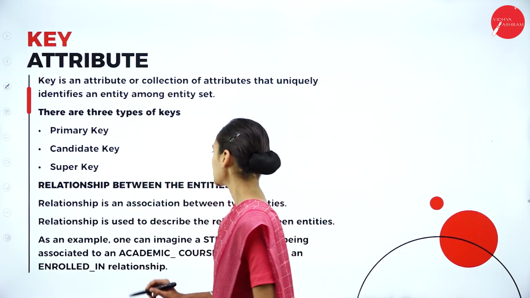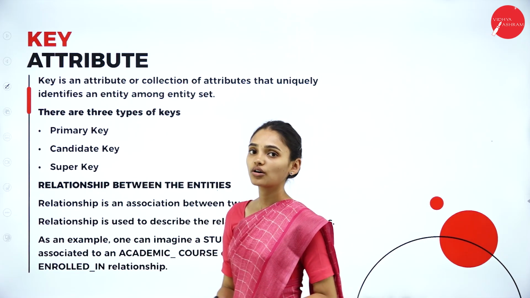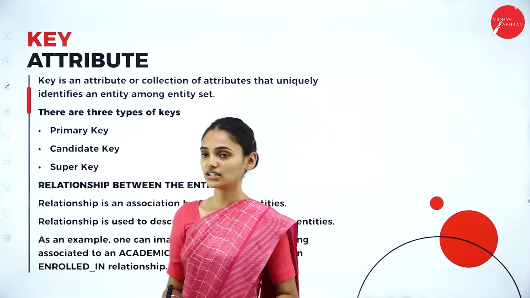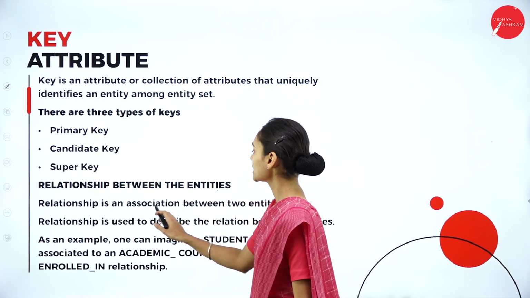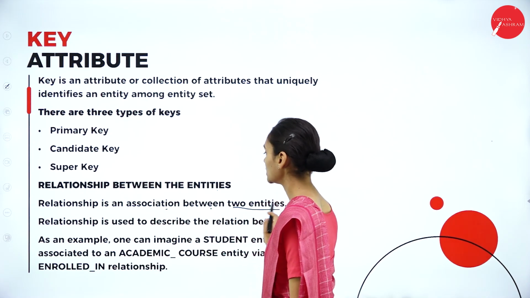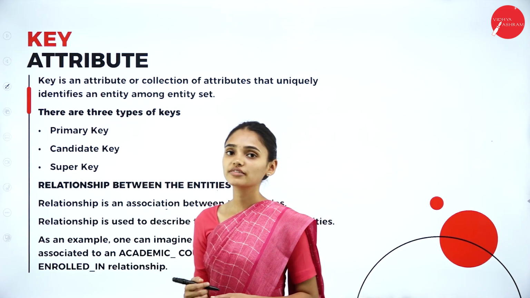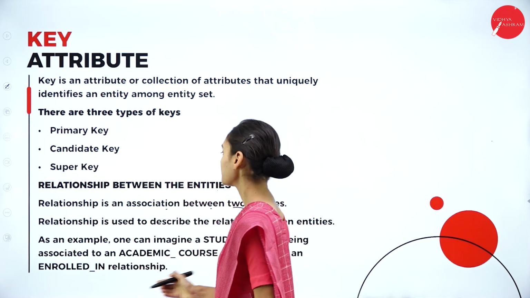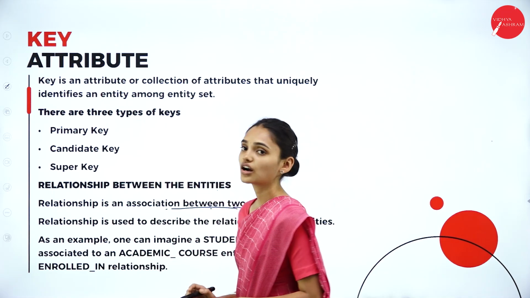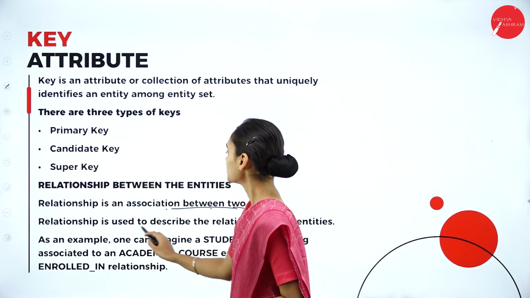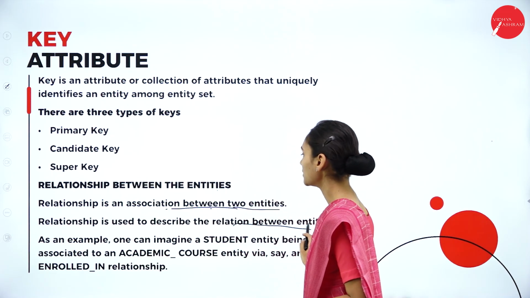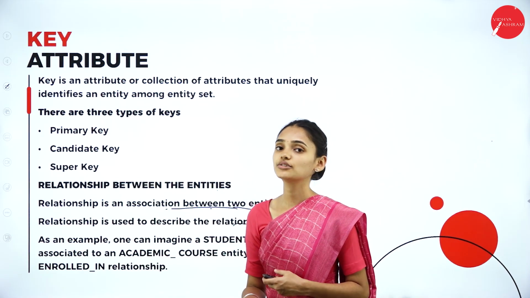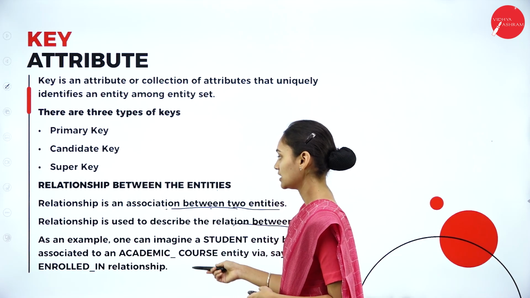Next we have relationship between the entities. So how do we describe the relationship between the entities? So relationship is an association between the two entities. So relationship means it's always between the two people. In the same way, it's an association between the two entities. Relationship is used to describe the relationship between the entities.